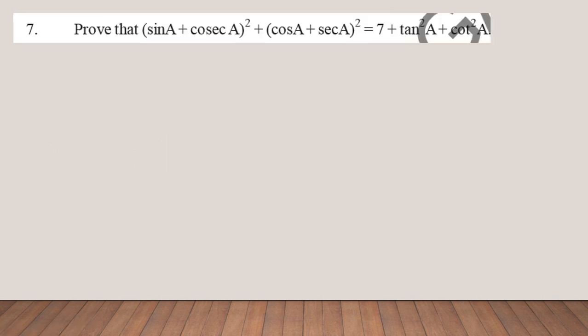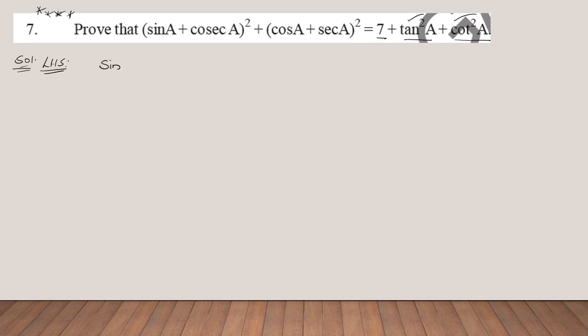Next, question number 7. This is also a very important question, which was asked a number of times in pre-final examinations, right? Now prove that (sin A plus cosecant A) whole square plus (cos A plus secant A) whole square is equal to 7 plus tan square A plus cot square A. So indirectly what he is saying is, change the given expression in terms of tans and cots.